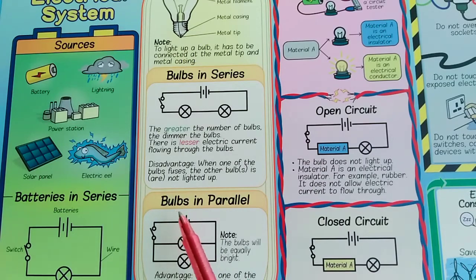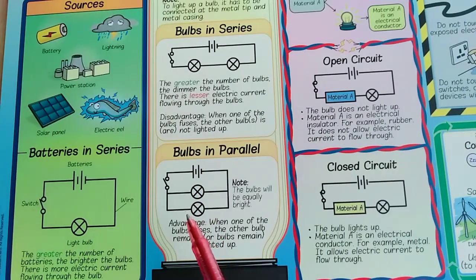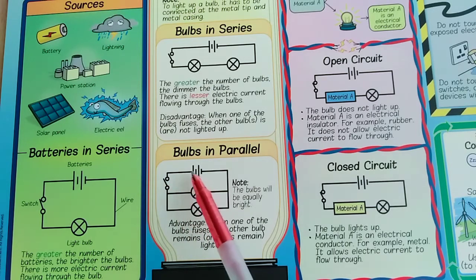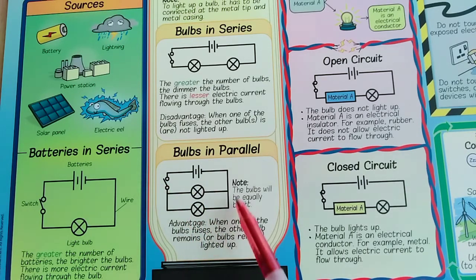Now, what happens when bulbs are in parallel? This arrangement is actually what you will find in your homes. Let's say this is the top bulb and the bottom bulb. If the top bulb were to fuse or to be spoiled for some reason, this bulb can still light up if this switch is closed, right? Because current can still flow through in this circuit. Not here, because it is fused, right?